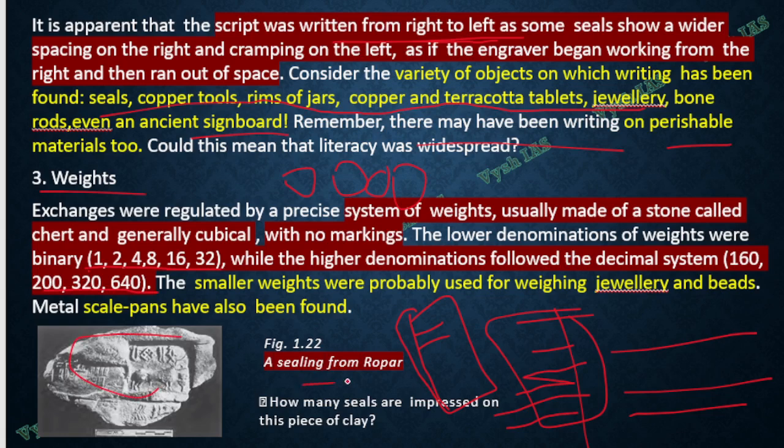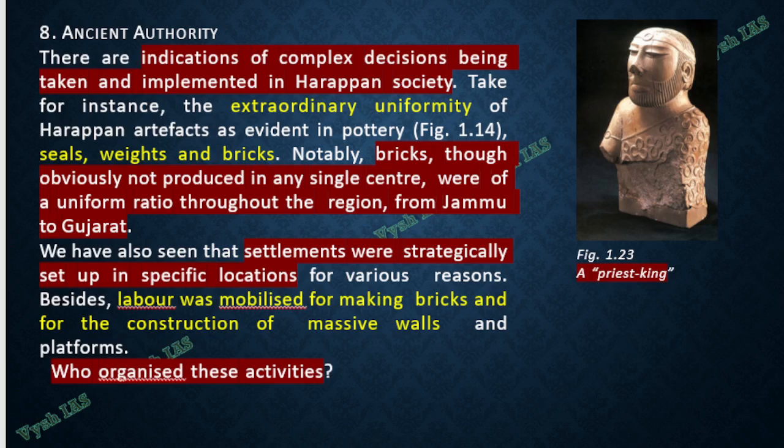This is a ceiling from Ropar. Ropar area, also try to find out which state it is in India. So weights we have done, seals we have done, writings we have done. This, if you see, priest king, this is one of the most famous ones in every history textbook. You will find this picture. I think from Mohenjo-daro only they got this.